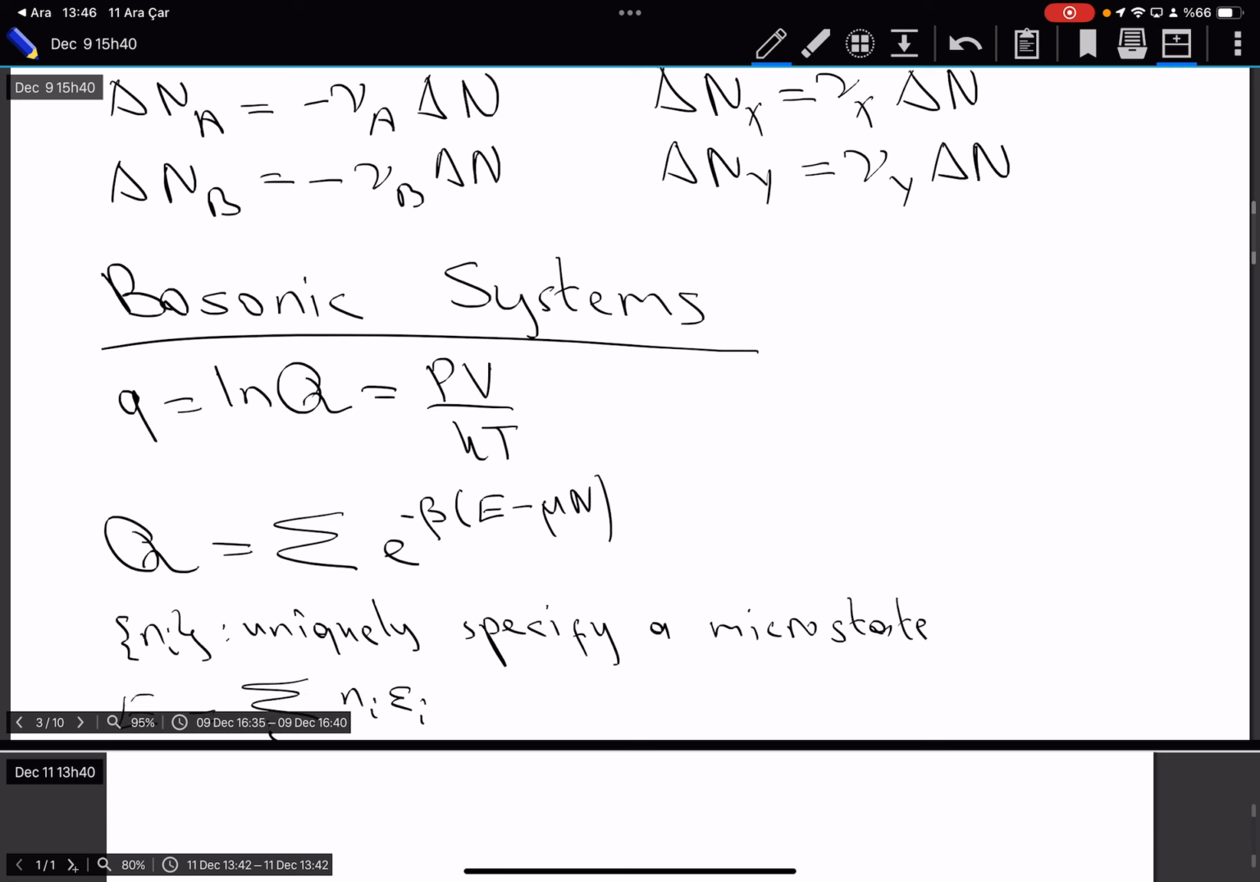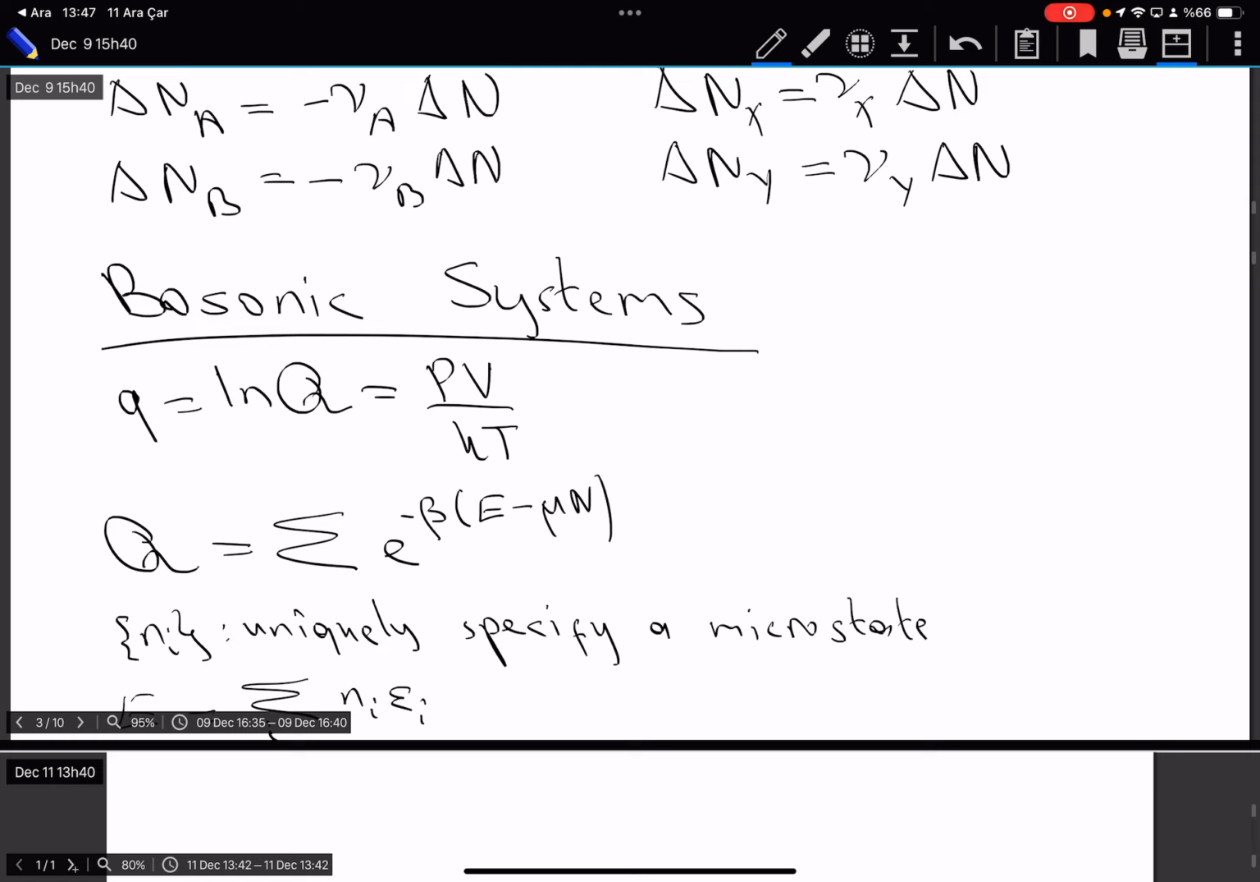Then we started the so-called bosonic systems. Let's assume we have a non-interacting system of bosons, an ideal gas basically, the system that we had studied over and over again since the beginning. But this time we will be looking at what happens at low temperatures.